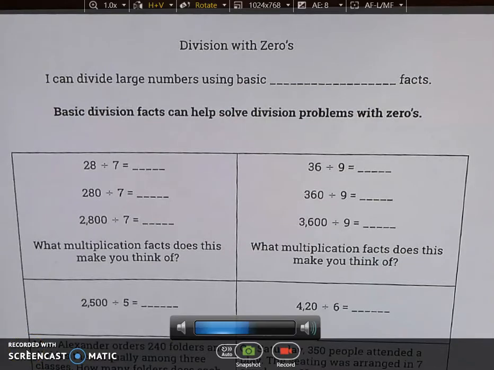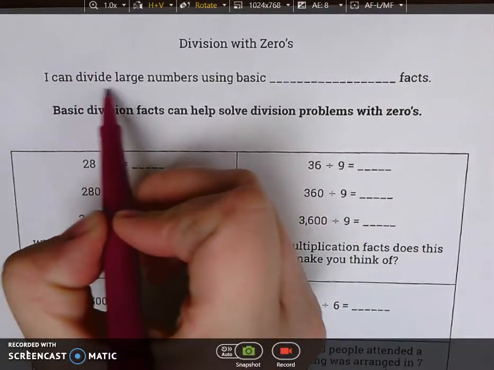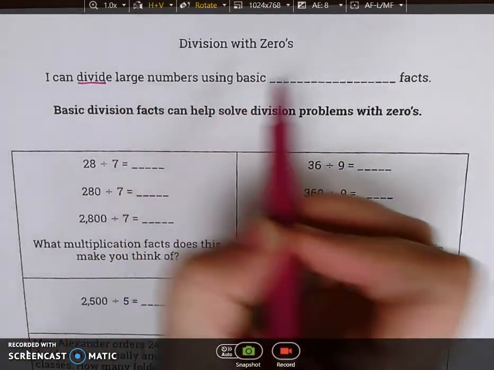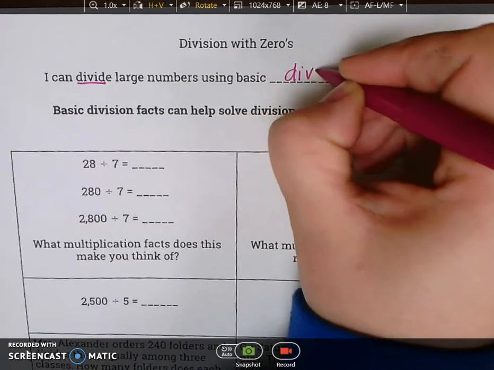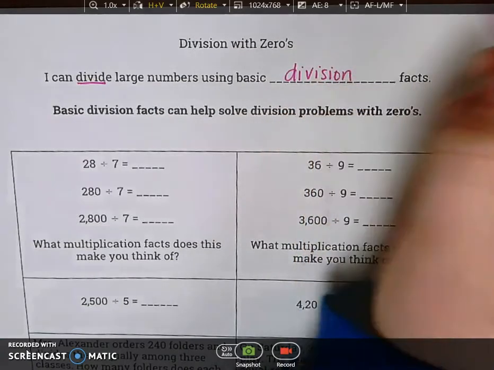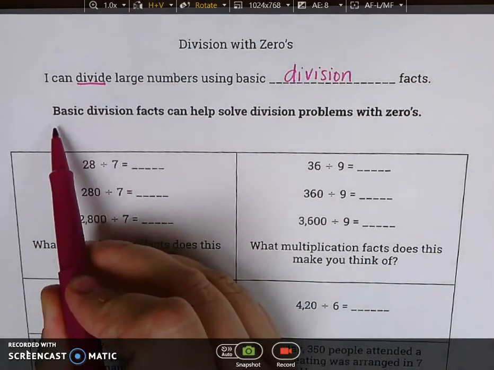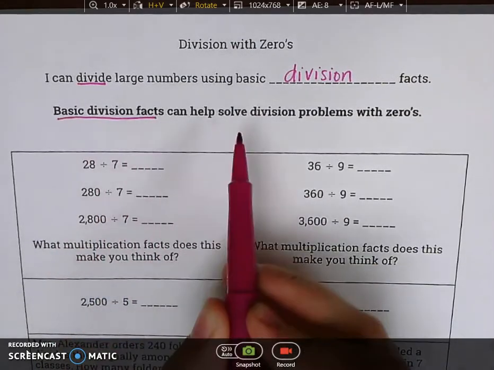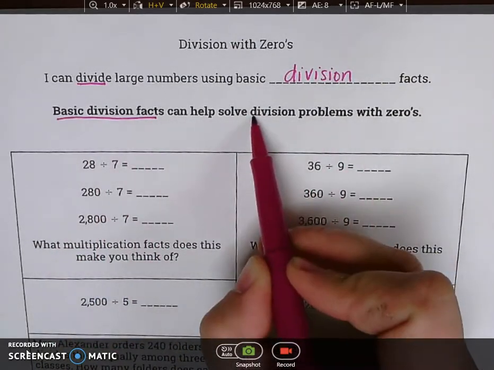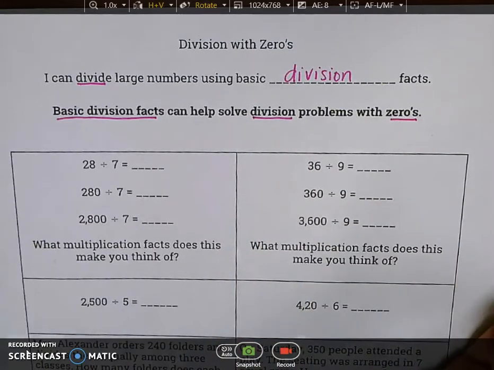Alright, in this lesson we're going to talk about division with zeros. So our learning target is I can divide large numbers using basic division facts. So just those basic facts, those that go with those fact families for multiplication. So basic division facts can help solve division problems with zeros.